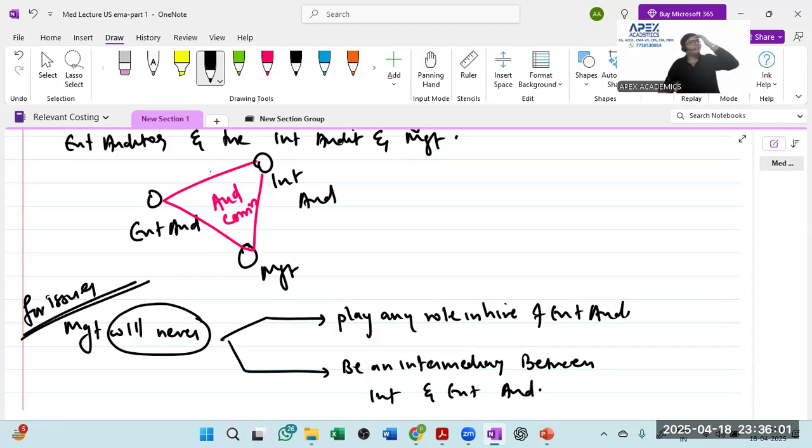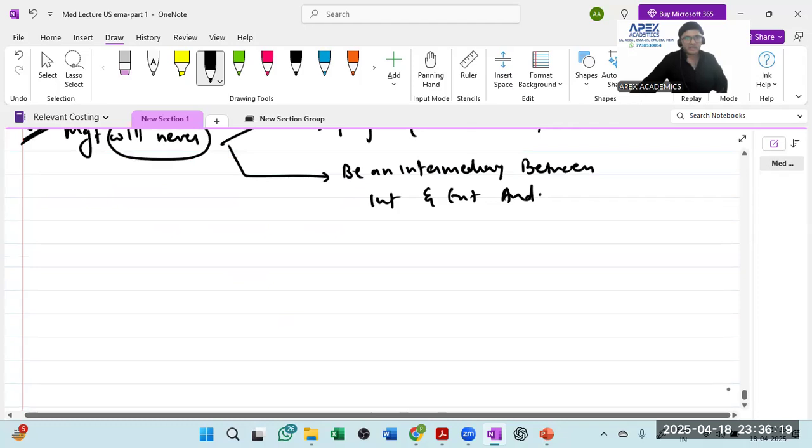Management is always the intermediary because private companies don't have an audit committee. But private companies are not in your syllabus at all. You only deal with issuers, public companies. You got to keep that much in mind, right? I hope you understand this particular aspect.